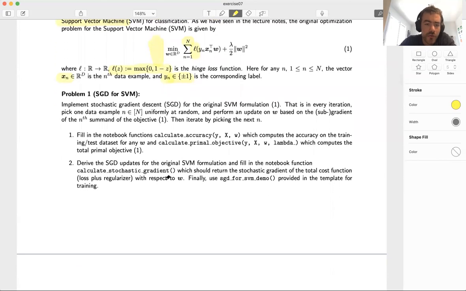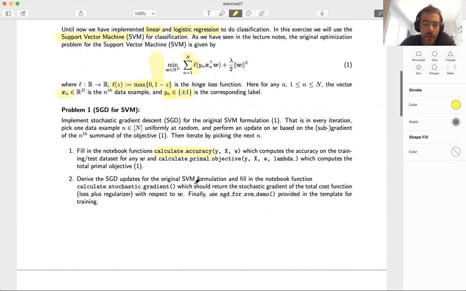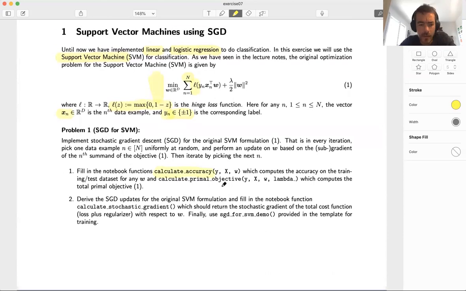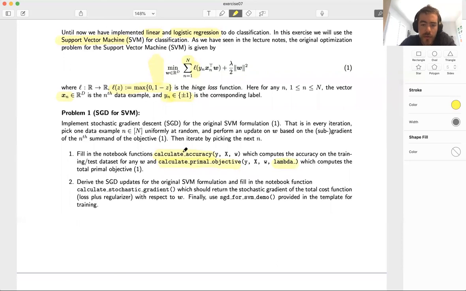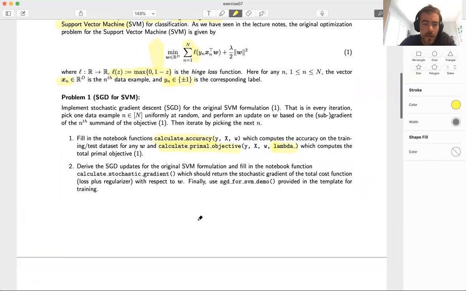So you have several functions to implement. One is calculate accuracy, which is just for a parameter W to calculate the accuracy on the train and the test data sets, as well as calculate primal objective, which is the loss function on the test and train set, and you need to take a parameter lambda into account here. I'd like to point out that lambda does not appear for the accuracy function.